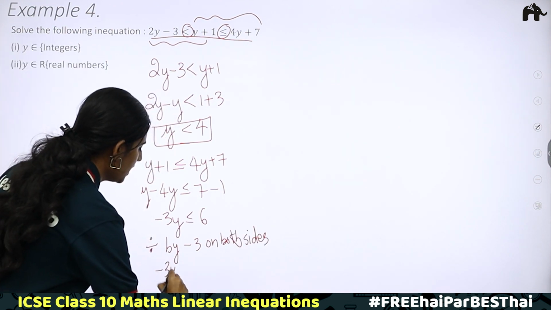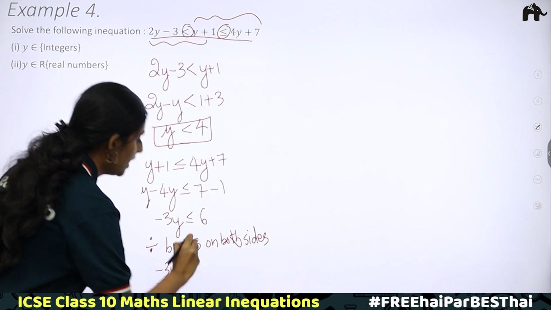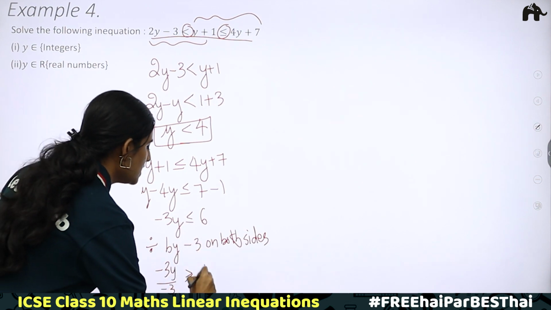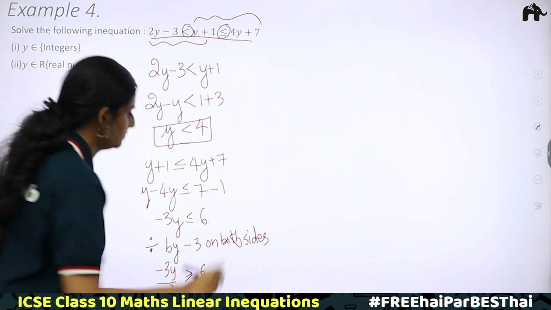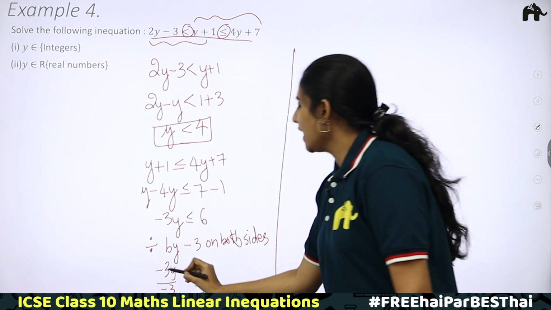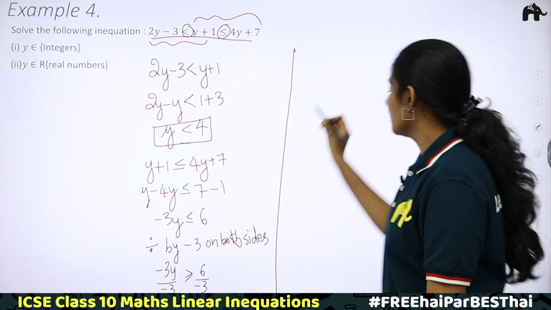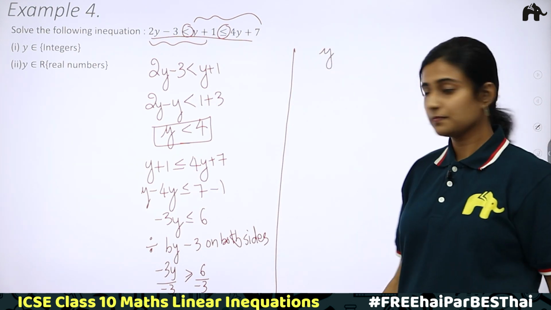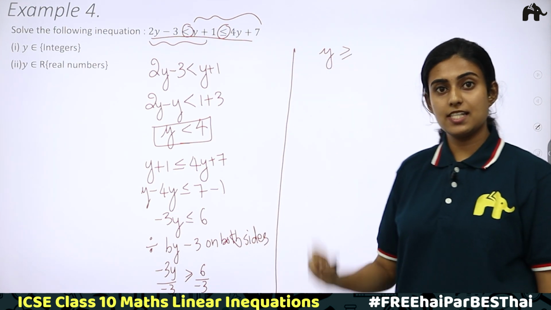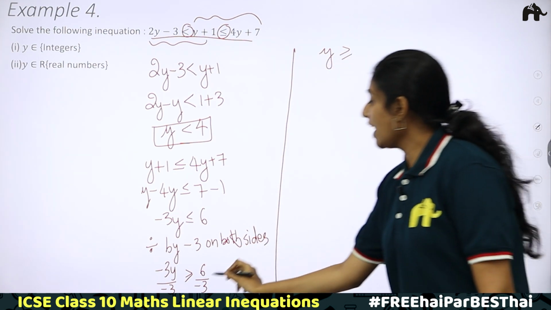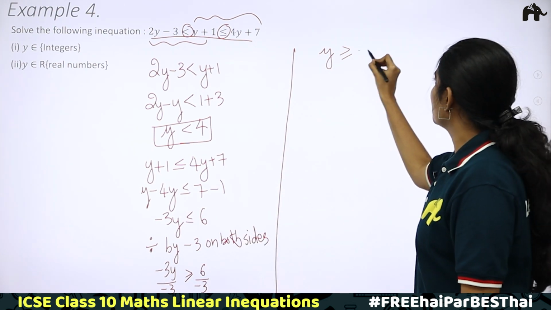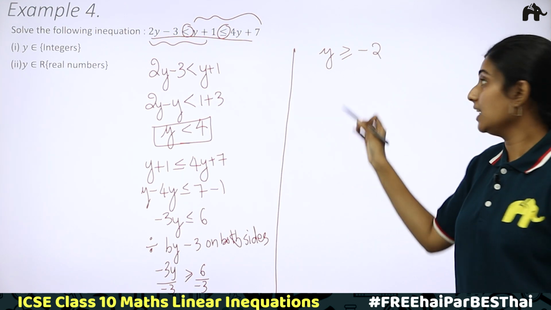Minus 3y divided by minus 3, less than or equal to, becomes greater than or equal to 6 divided by minus 3. Okay? What is minus 3y by minus 3? You will be getting y, greater than or equal to 6 by minus 3. 6 by 3 we know is 2. We have a negative sign. The negative sign is taken to the numerator. You get minus 2. This is our second condition.